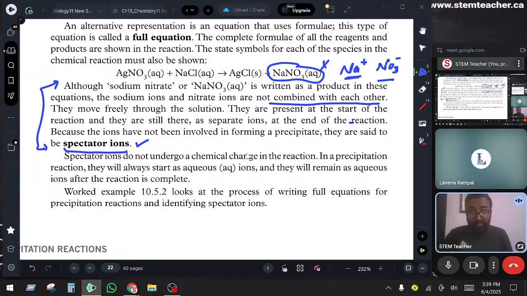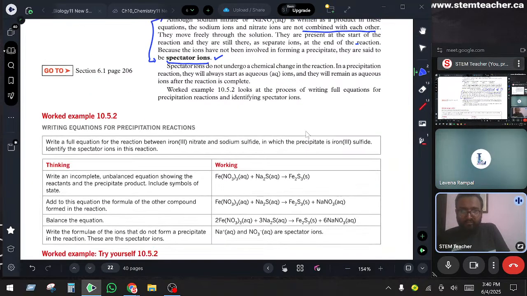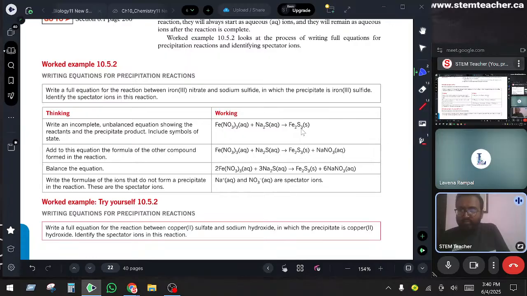So बाकी तो precipitate बन चुका है. अब ये आयन्स ये खुद नहीं मिल रहे हैं, तो इसको spectator ही बोलेंगे भाई, वो बनते हुए देखते रहो. The spectator ions do not undergo any chemical change in the reaction. In a precipitation reaction, they will always start as aqueous ions and they will remain as aqueous ions after the reaction is complete. Okay. So now we can see the table if we have it, and there's one more example he has given.